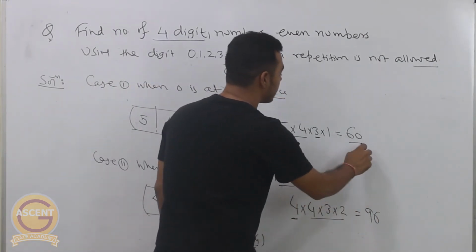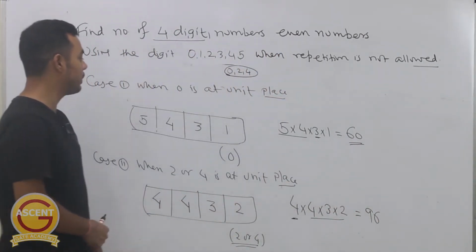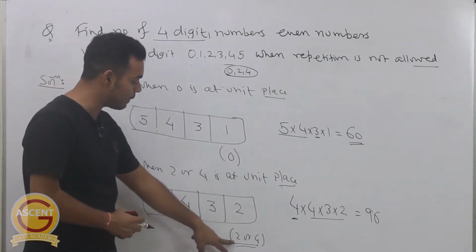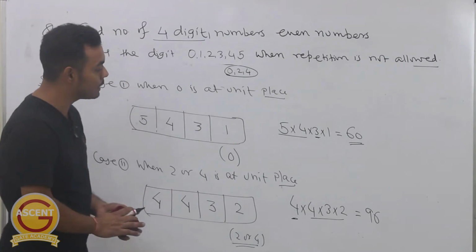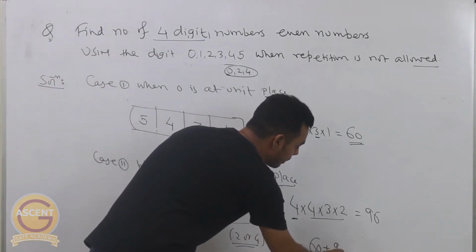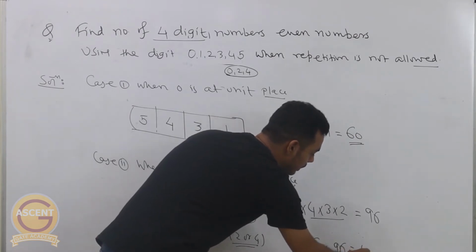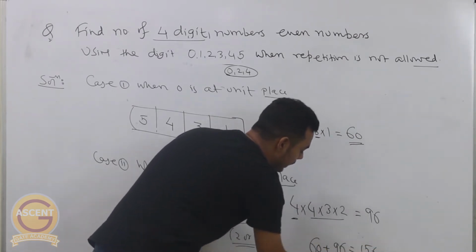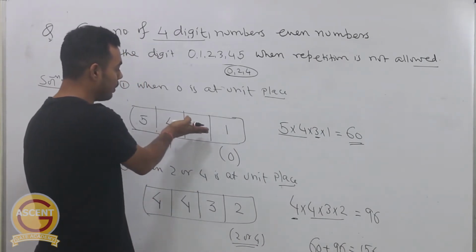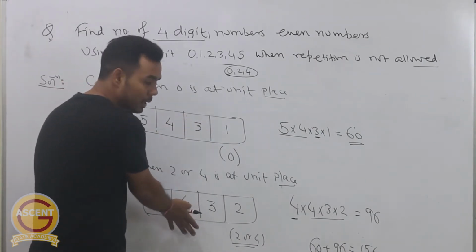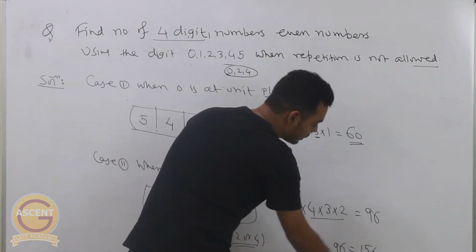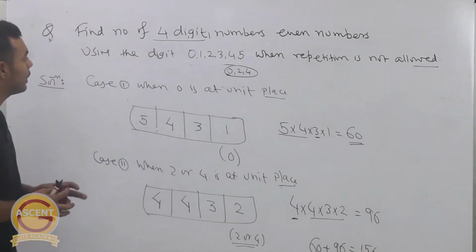So 60 even numbers are possible which will have 0 at unit place, and 96 even numbers are possible which will have 2 or 4 at unit place. So the number of even numbers will be 60 plus 96, which will be 156. Notice that here we applied the addition rule, because here the work is complete. Either you can form an even number in this manner or in this second case. So this was a very good problem.